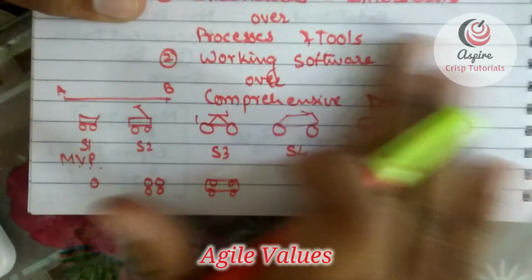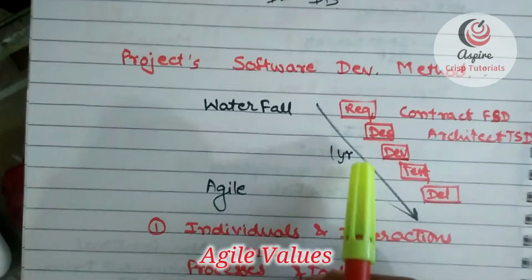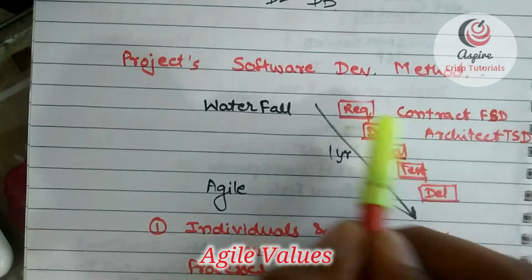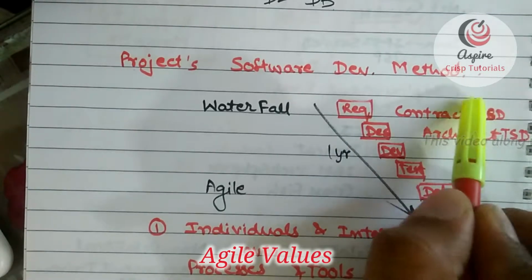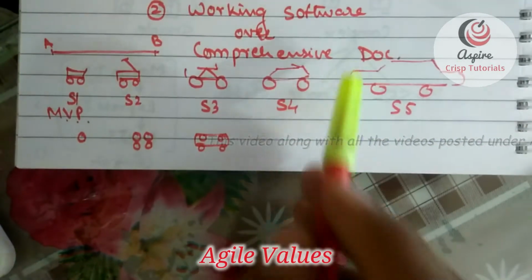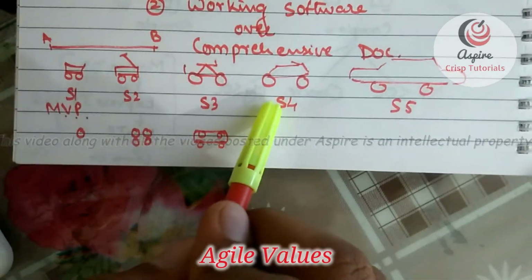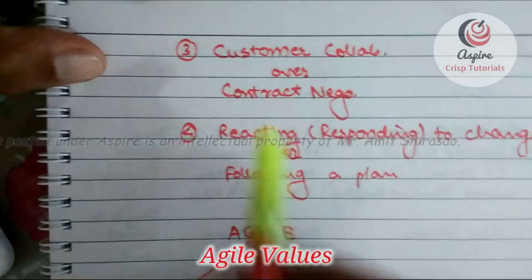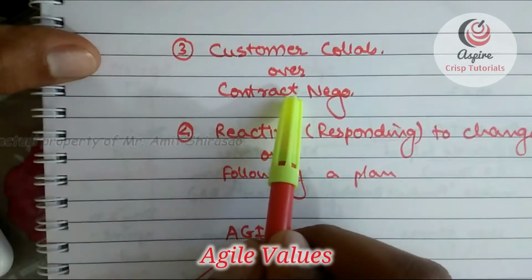So this was so much better as compared to waterfall, because in waterfall there was a contract which was made, it cannot be altered at all. Here the client has straight away said, see, this much is enough for me, stop working. This is customer collaboration over contract negotiation.